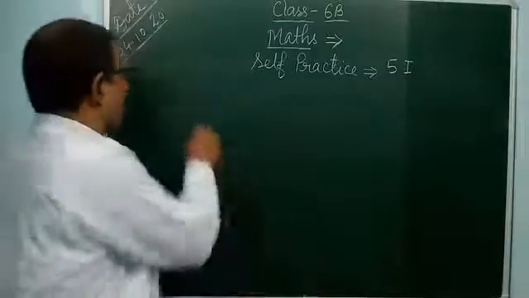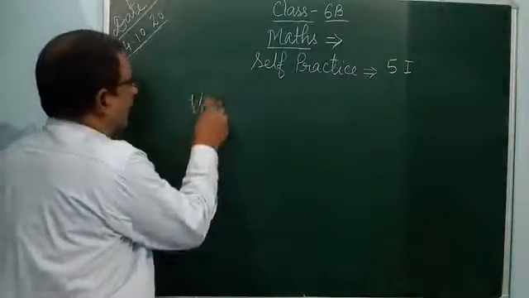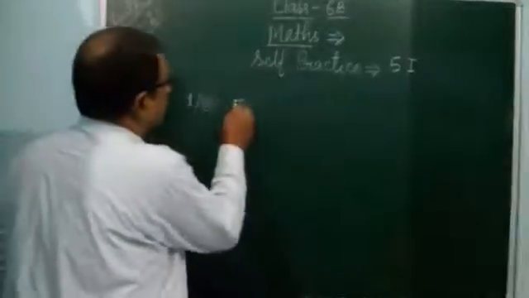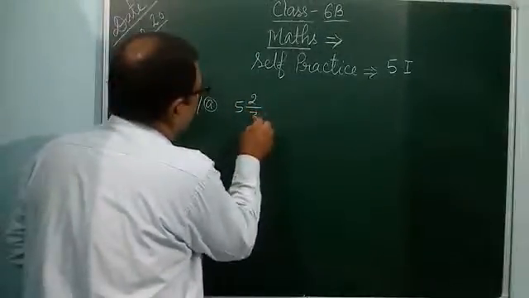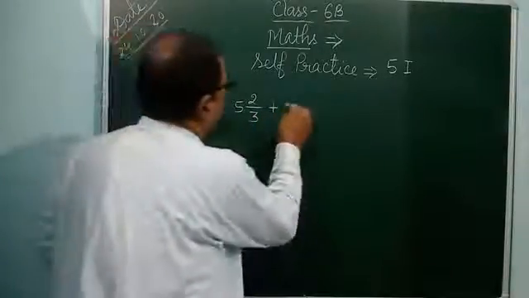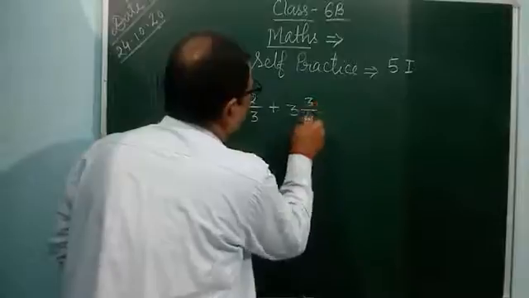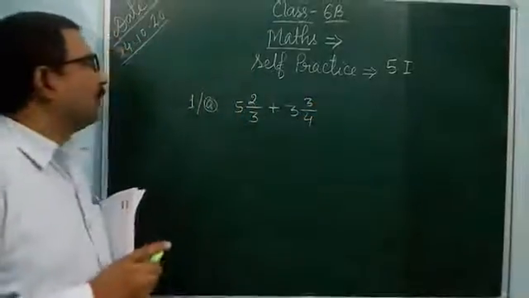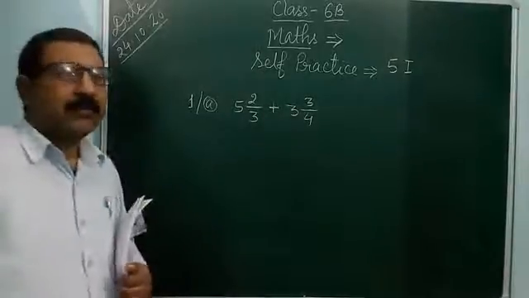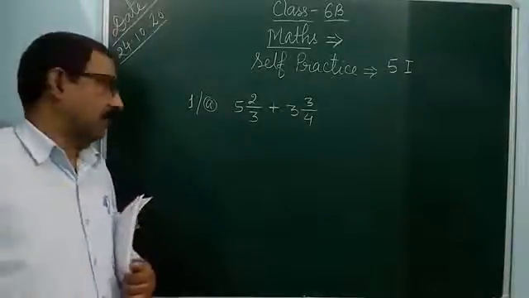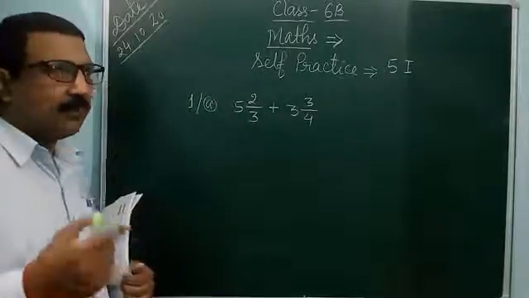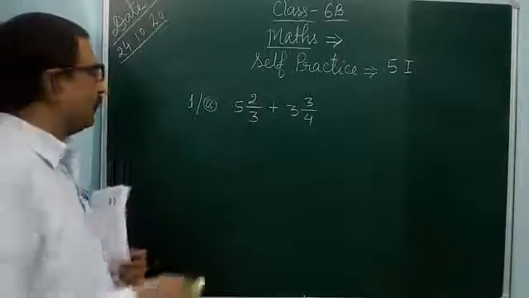First A, you see, first A, what is there? 5 and 2 by 3 plus 3 and 3 by 4. Now you can see the both fractions are mixed fraction or mixed number. How you can do? Firstly, you change this mixed number into improper fraction.